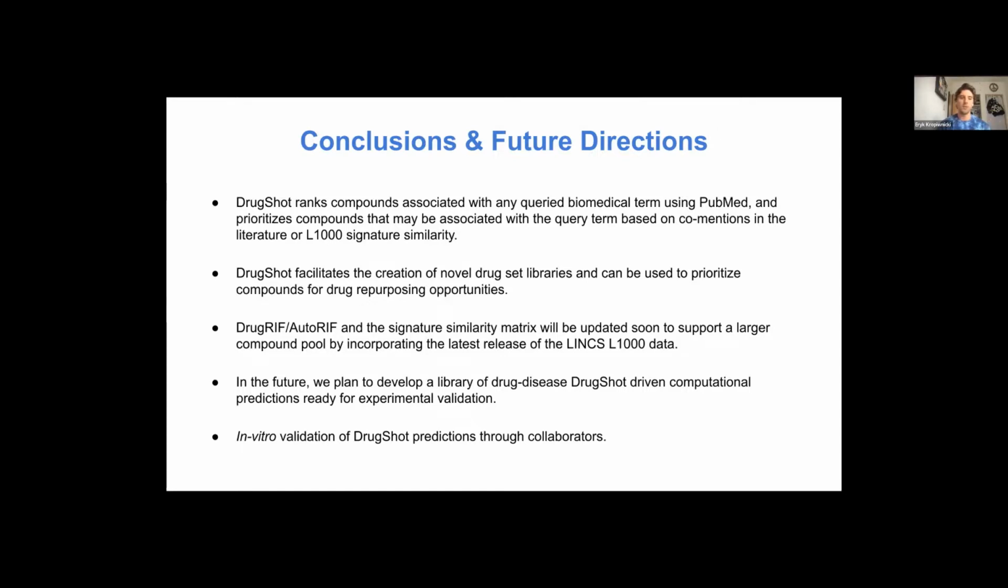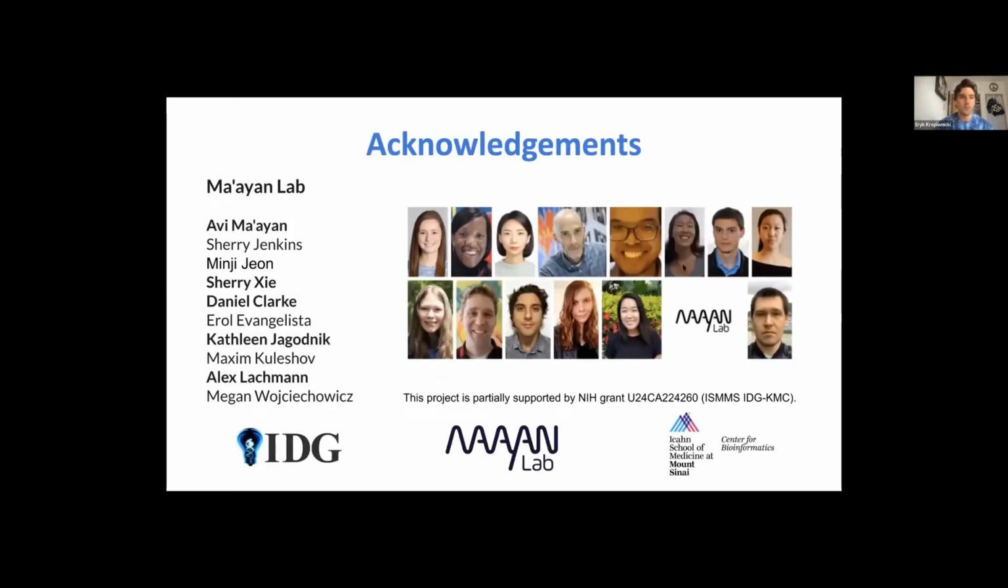We're looking to update DrugRiff and Autoriff, as well as the signature similarity matrix, to support a larger compound pool and incorporate the latest release of the LINCS L1000 data. And in the future, we also plan to develop libraries of drug to disease associations from DrugShot with predictions that can be ready for experimental validation. That's actually something we're currently working on with collaborators at NYU to validate compounds for atherosclerosis. So that wraps it up.